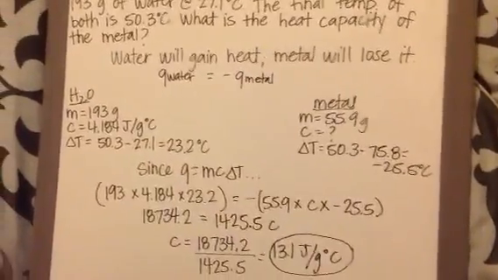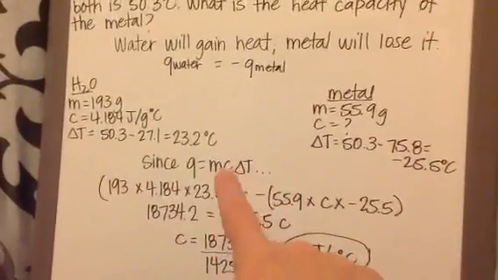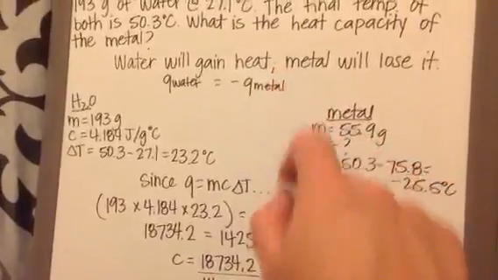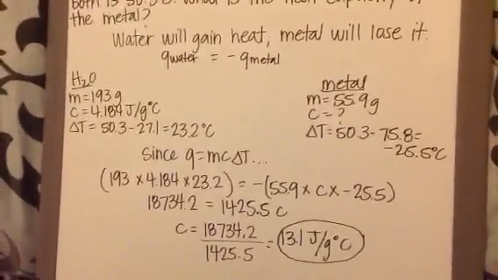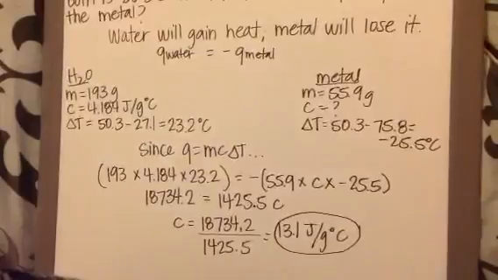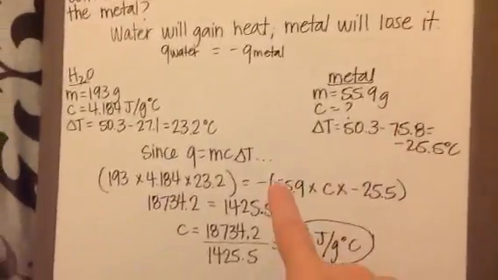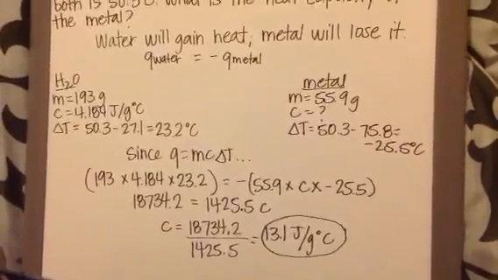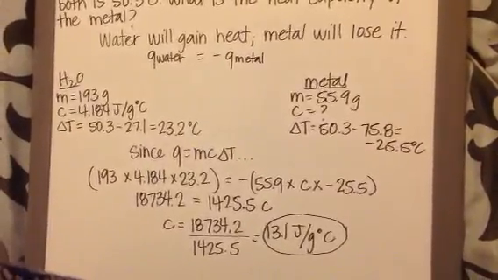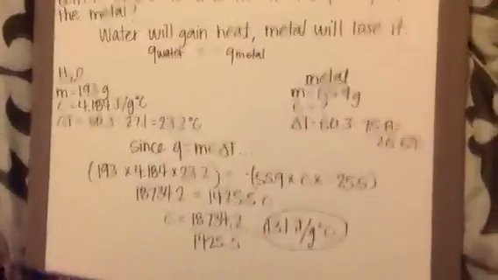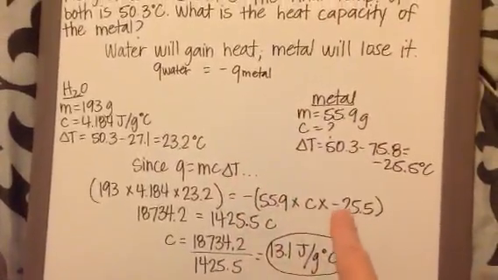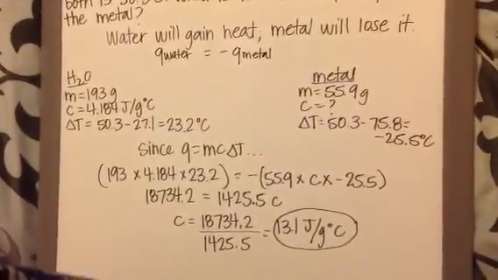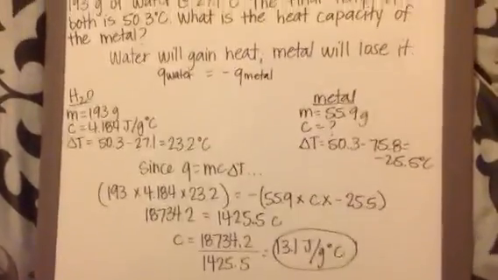Now, since Q is equal to MC delta T, we can plug in MC delta T for here and MC delta T for here. So now we're just plugging in our data. 193 times 4.184 times 23.2 is equal to negative, don't forget that negative sign, 55.9 times C times 25.5. We do a little bit of arithmetic. Now notice negative times a negative gives me a positive. We do our algebra. We come up with a heat capacity of 13.1 joules per gram degrees Celsius.